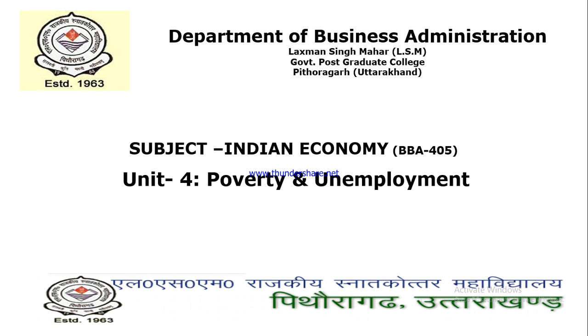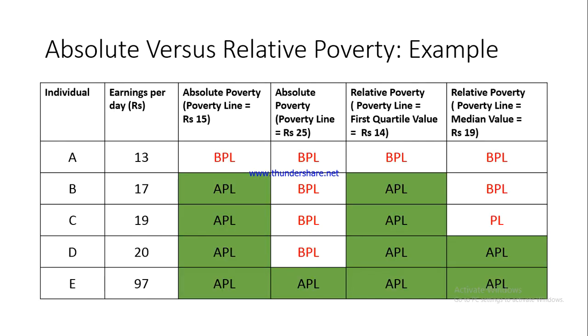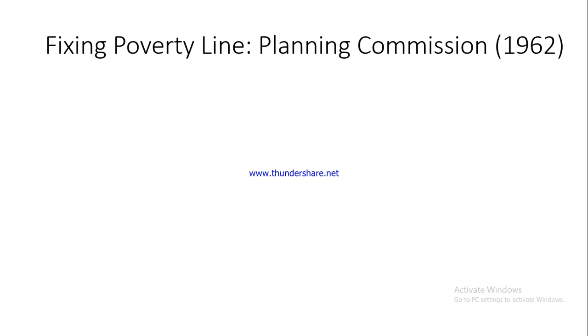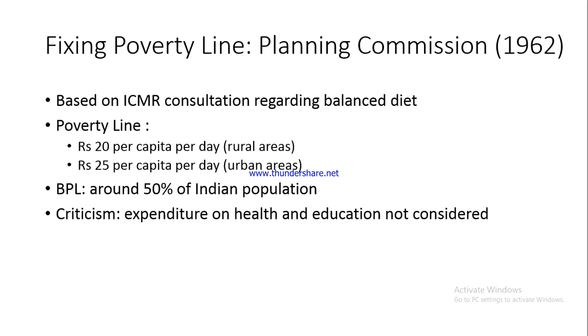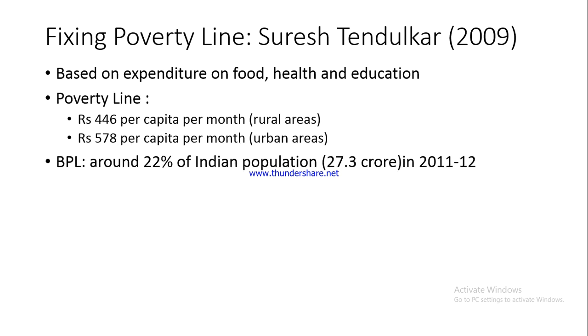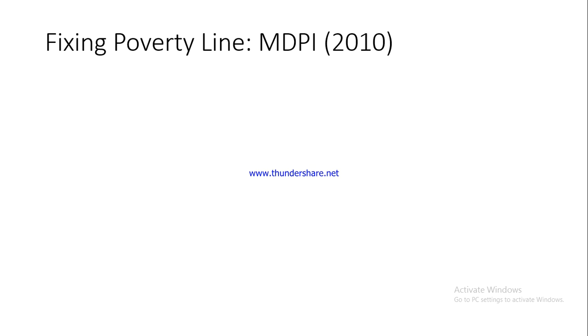Hello and welcome friends. In Indian economy, we were discussing poverty and we had talked about the types, and we had understood through this calculation also the difference between absolute and relative poverty. We talked about the poverty types, and we also talked about three different methodologies which have been used to fix the poverty line in India. Now let us move over to some other methodologies which are used across the world.